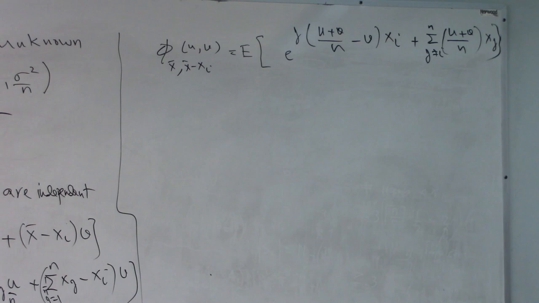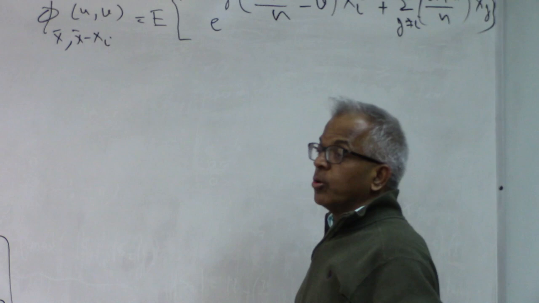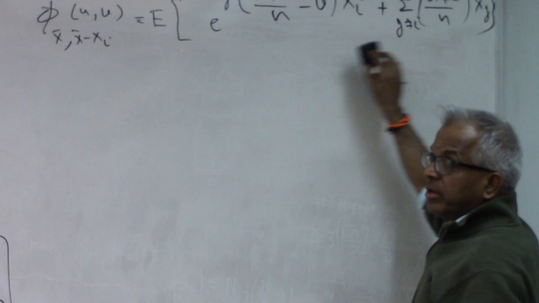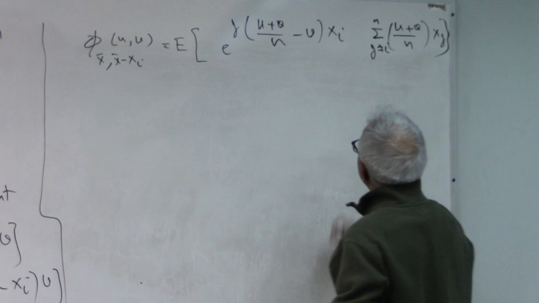So I just rewrote it. Why did I do this? I wanted to separate out the random variables, since the xi's are independent. Look here, on the left side I only have xi, on the right side I have all the other random variables, and all these random variables are independent. So you can write one more line. This characteristic function becomes the product of the characteristic functions.